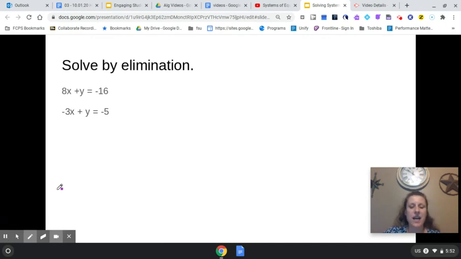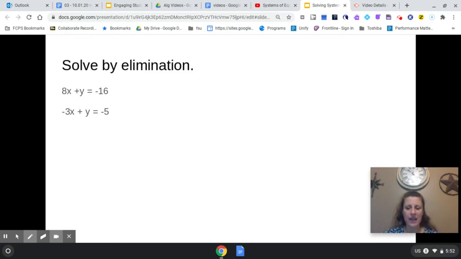This example says 8x plus y is equal to negative 16, and negative 3x plus y is equal to negative 5. Again, these are both in standard form, so it's set up perfectly for elimination. If I take a look at the coefficients of x, I see 8 and negative 3. So, one, they are not opposite integers of each other, and there's nothing I can multiply 8 by to get 3 nicely, and there's nothing I can multiply negative 3 by to get 8 nicely.